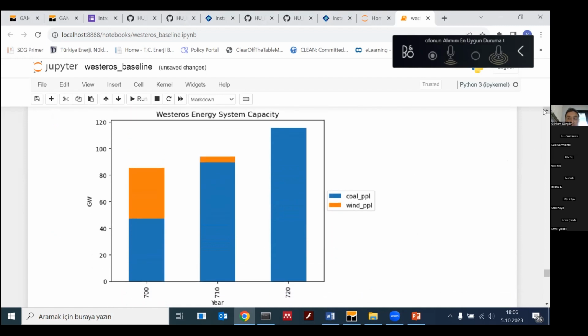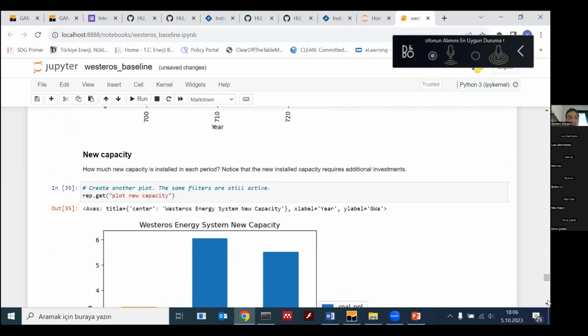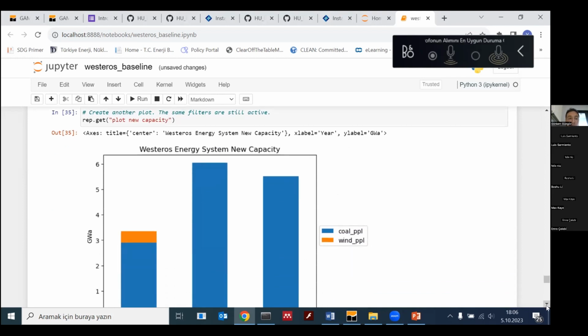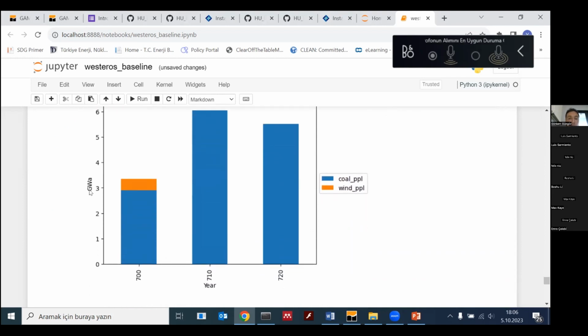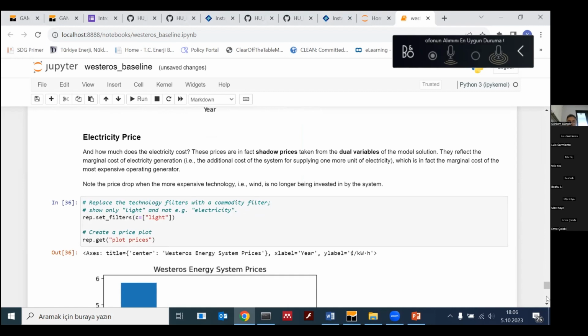And we can also see that the capacity of coal power plant increases for the substitution from wind power plant in the baseline scenario. We have some additional capacity of wind power plant in the first model year, but this is as a result of our soft constraint to have a share of electricity generated from wind power plant in the base year.